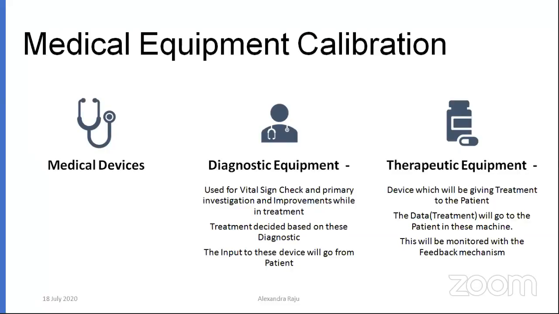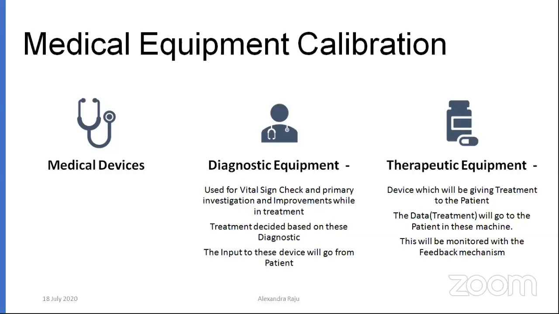Okay, so let's continue with the medical equipment calibration. A medical device is defined as an electrical equipment which is designed for a diagnostic or a therapeutic purpose, which is powered with the main supply. It is physically or electrically in contact with the patient for energy or the vital signs from this.